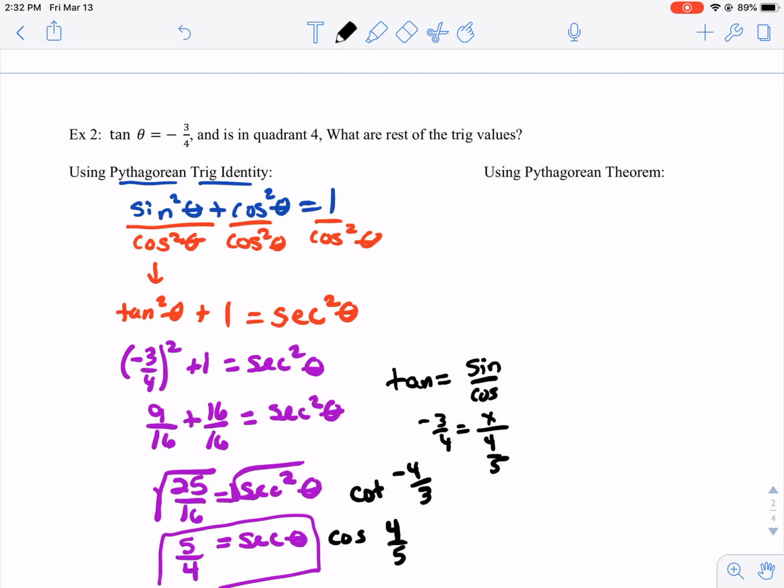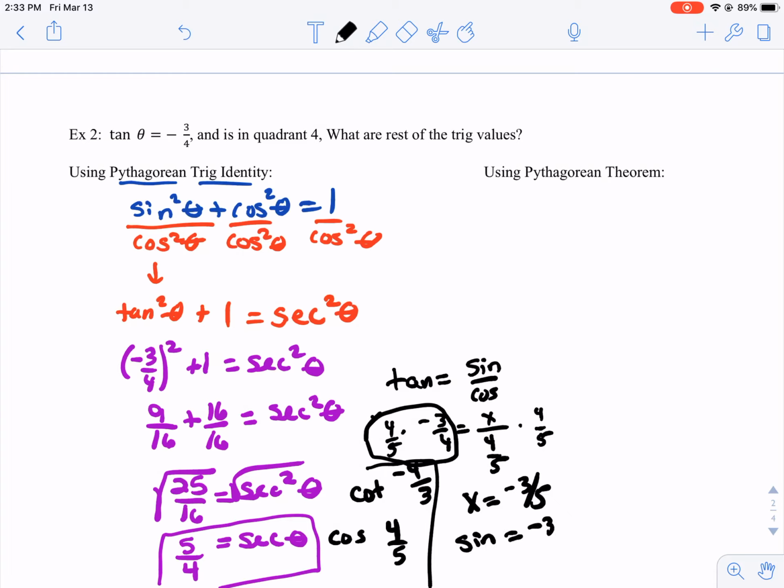So if I multiply both sides by 4/5, I'll know what my sine is. Okay, so I'm multiplying these guys right here. My 4's are going to cancel out, and that's going to leave my sine to be negative 3/5, which makes my cosecant negative 5/3 when I flip it. So there are all your trig values.